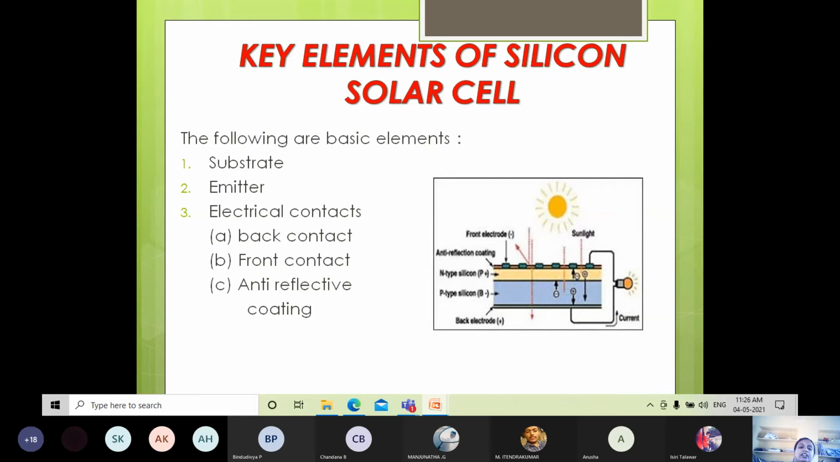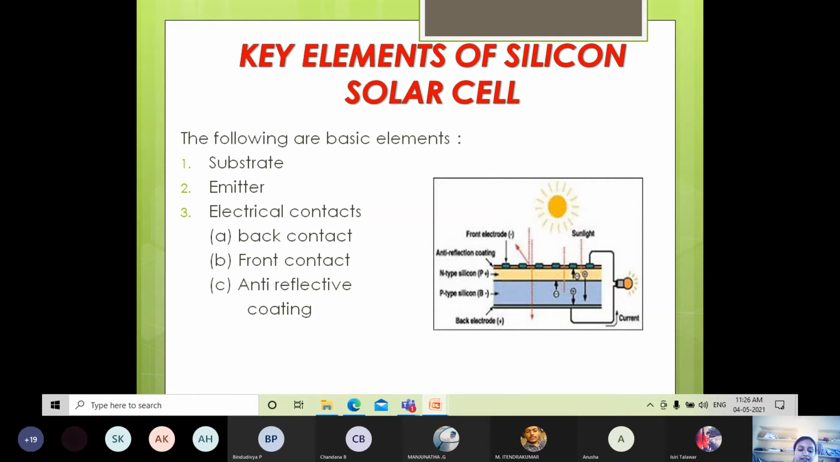Next, when you come to electrical contacts: back contact, front contact, and anti-reflective coating. The back contact is a metallic conductor totally covering the back. You can observe this will be the back contact at the bottom, and this will be the front contact. The back contact is located on the side away from the incoming sunlight, and it usually consists of an aluminium metal.